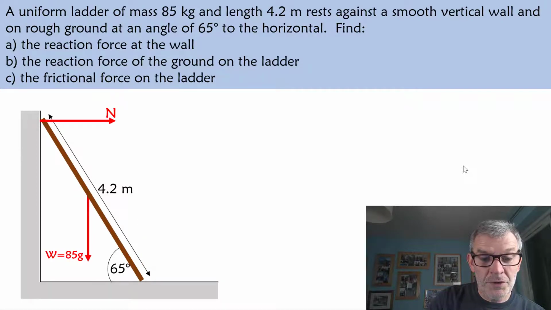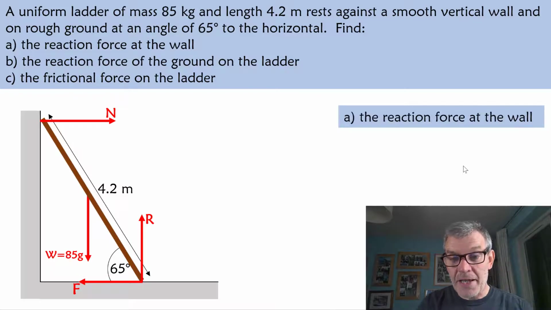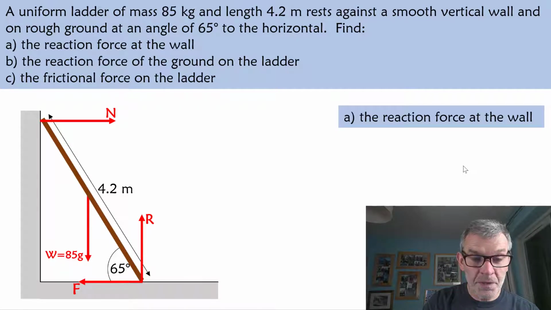So there's our reaction force, and if the ground couldn't provide that reaction force, then the ladder would just sink into the ground. And we were told that the ground is rough, so part C, we've got to find the frictional force on the ladder, and there it is. So let's do part A, the reaction force at the wall.